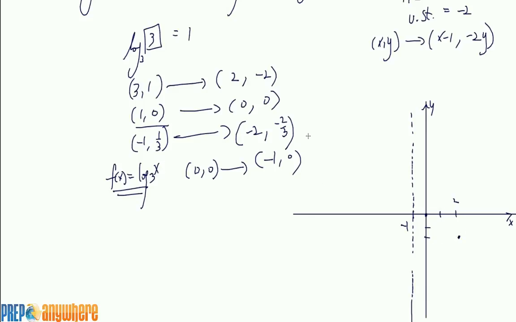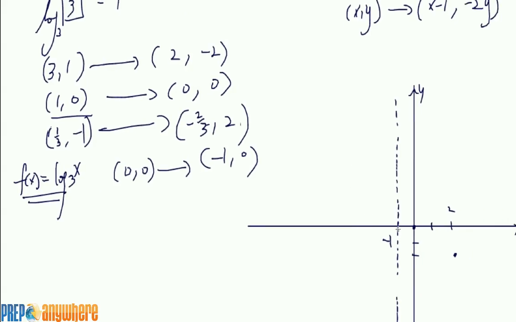Okay, and at 1/3, -1 becomes... -2 over 3. So there's an error here. This actually should be 1 over 3, -1. So I did it backwards. So if you subtract 1 from that, you get -2 over 3, and you get a +2. Okay. So -2 over 3 will be about here, and +2 would be (1, 2) right here.